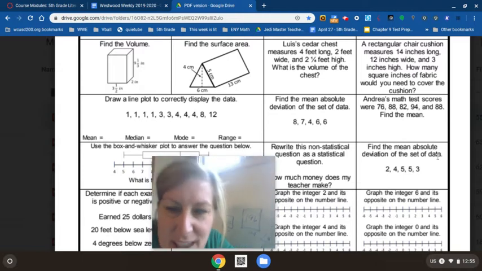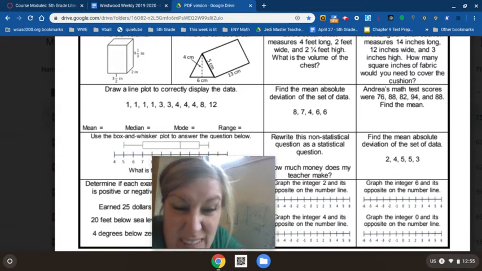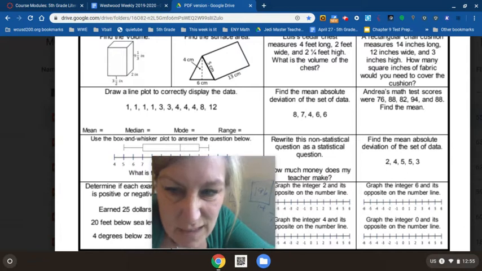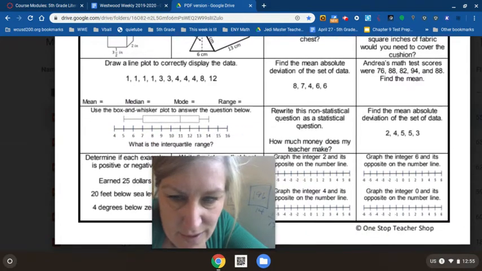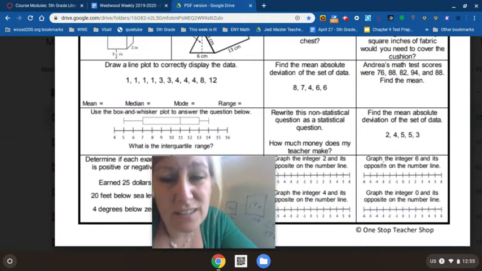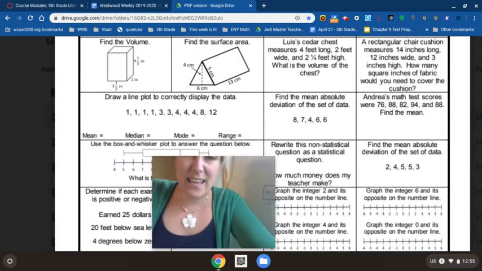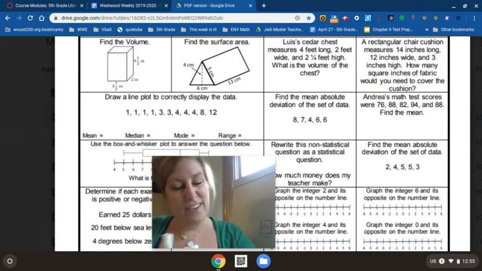And then find the mean absolute deviation of I don't know if I gave you that. Did I give you that? I'm pretty sure I didn't. So you're fine. And then I don't know if I could do the graphing of the integer, so it's not easy when we don't have paper. So I'm pretty sure I didn't give that to you either.